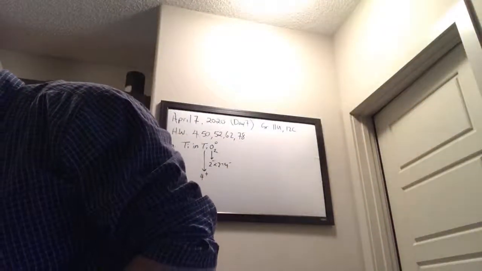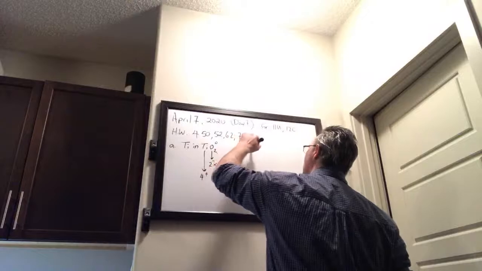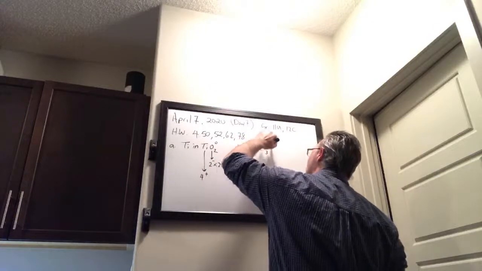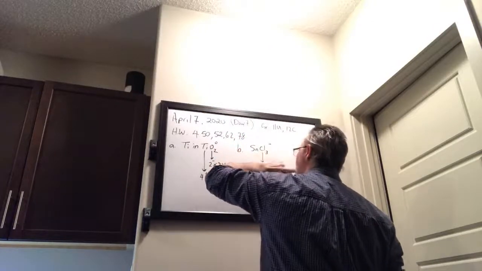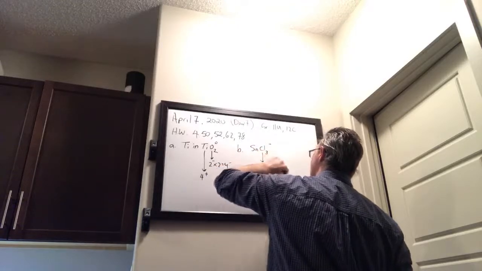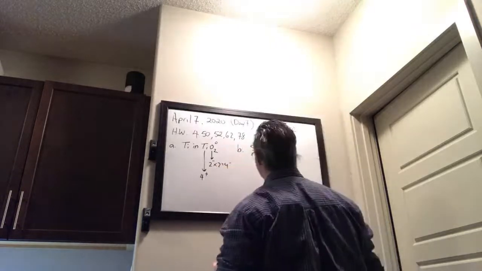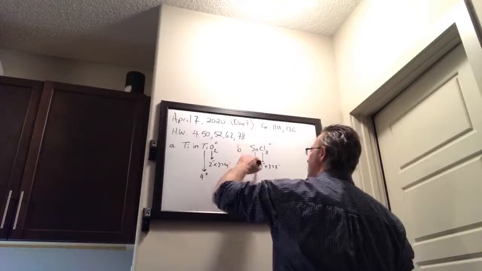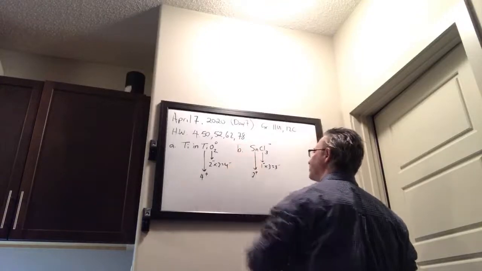B. Tin and SnCl3 with a -1. Chlorine, being a halogen, is usually -1. There's 3 of them, so total should be -3. Something brings it back to -1. It means the tin has to be +2.